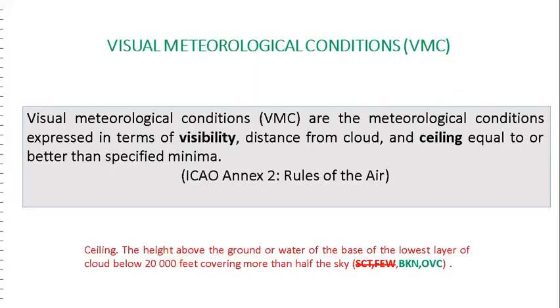Visual meteorological conditions, VMC. These are the meteorological conditions expressed in terms of visibility, distance from cloud, and ceiling equal to or better than specified minima. Reference is Rules of the Air, Annex 2. So here the term is ceiling. It is the height above the ground or water of the base of the lowest layer of cloud below 20,000 feet, covering more than half the sky.